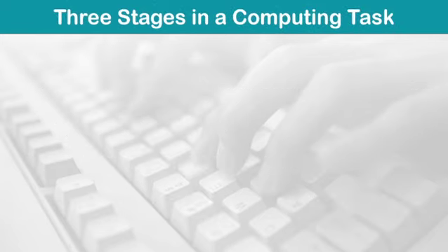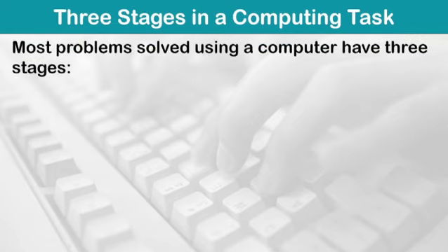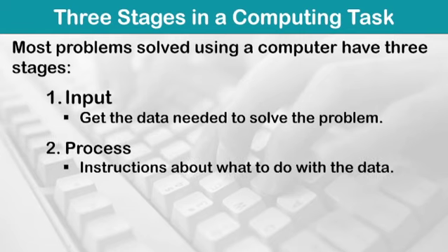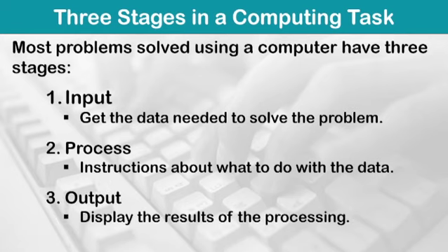Most problems solved using a computer have three stages. The first stage is the input stage. In the input stage, we get the data needed to solve the problem. The second stage is the process stage. In the process stage, we are given instructions about what to do with the data. The third stage is the output stage. During the output stage, the result of the processing done previously is displayed.